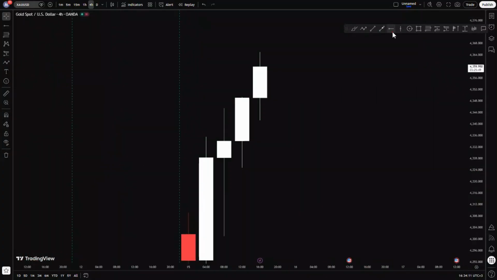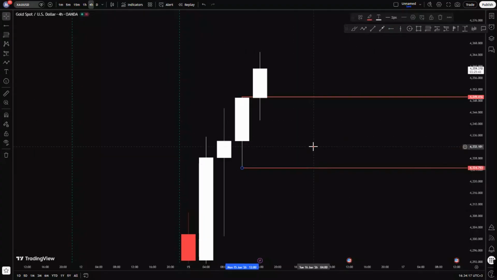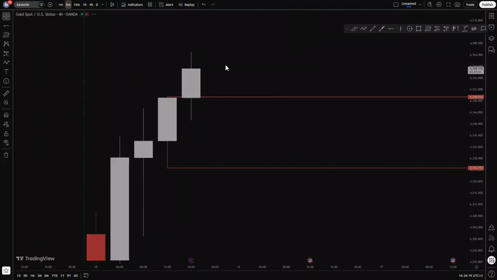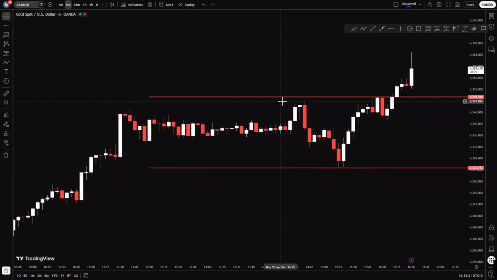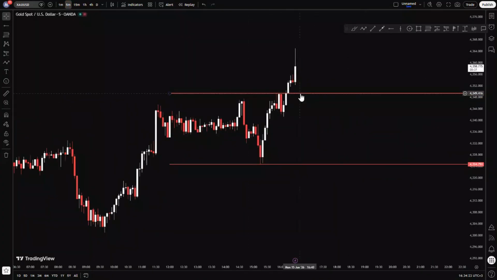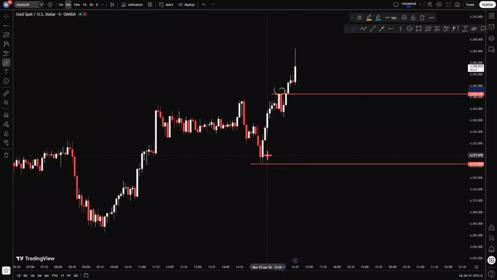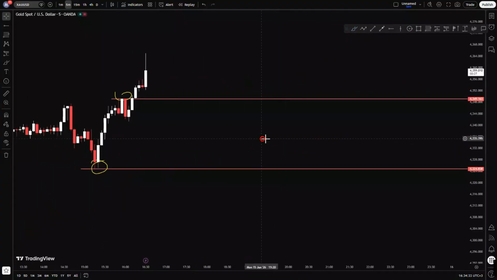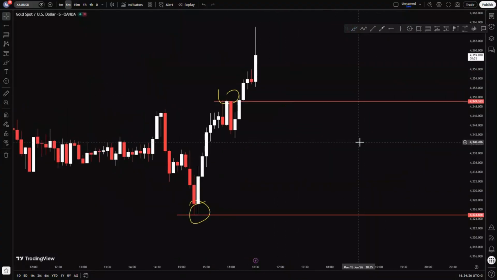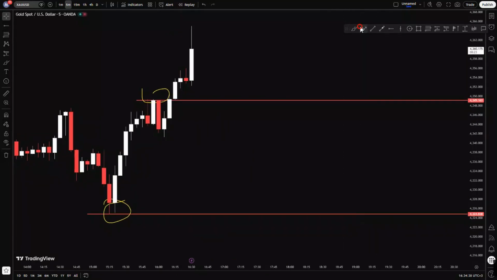Okay, so now this is the current setup. This is my low and this is my high up there. Let's see what happened on the 5 minutes. Okay, so this is our high here, and this is our low. High and low, right? Now, this is a good one.